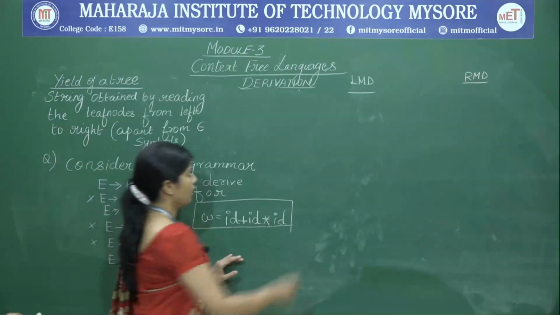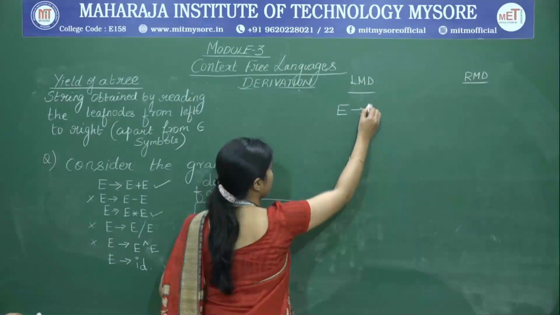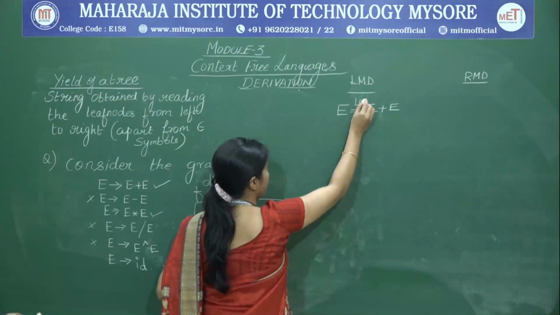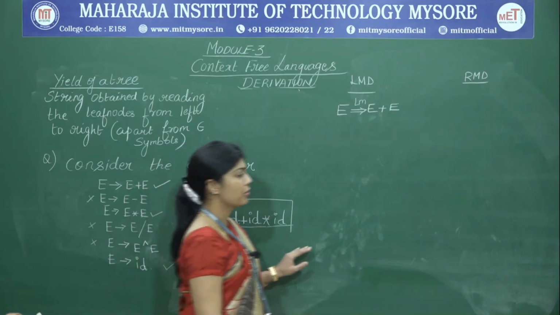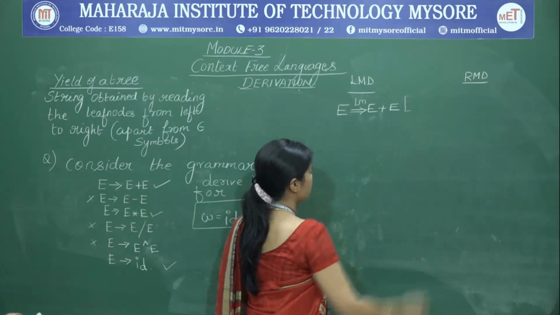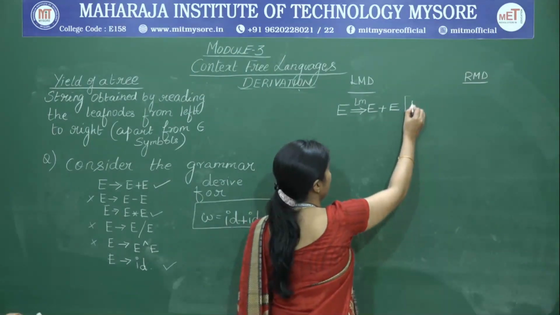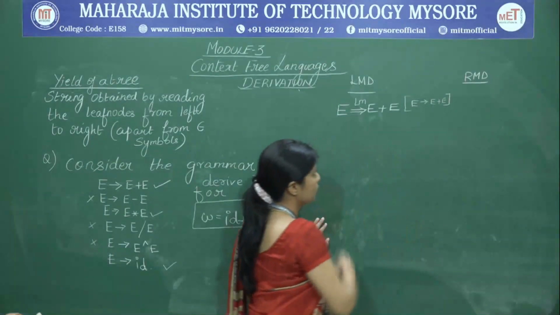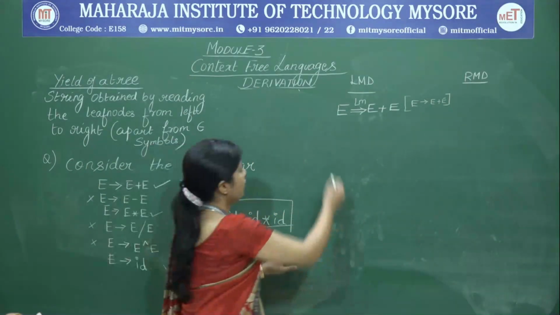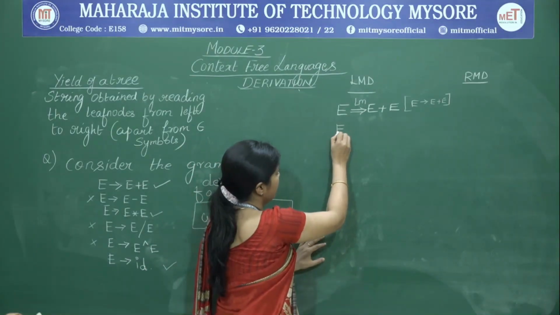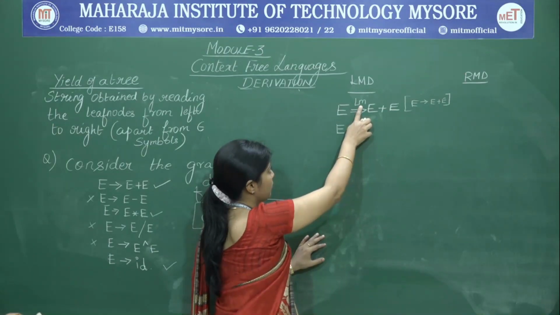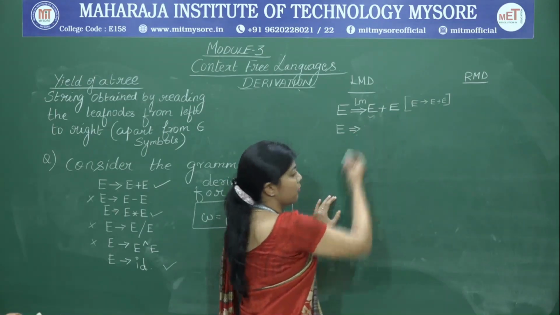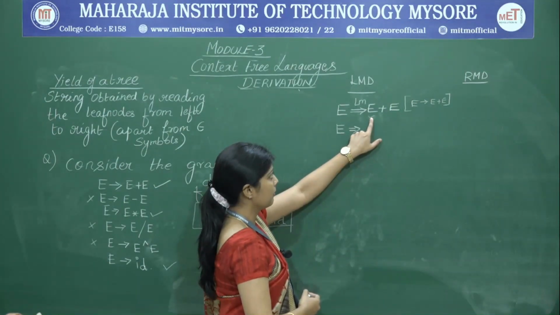So let's start the derivation now. E goes to E plus E, and here the derivation step is LM. LM is nothing but the leftmost derivation. Within the brackets, you also write the rule that we have used. The rule we have used is E goes to E plus E. This is the rule used in the derivation step. We'll do the second step now. Since we are doing the leftmost derivation, we have to check which is the leftmost variable. This is the leftmost variable, so this has to be replaced.